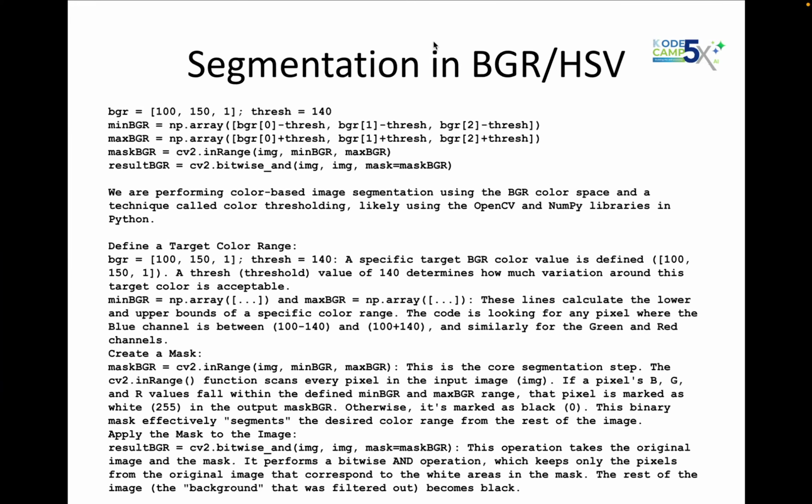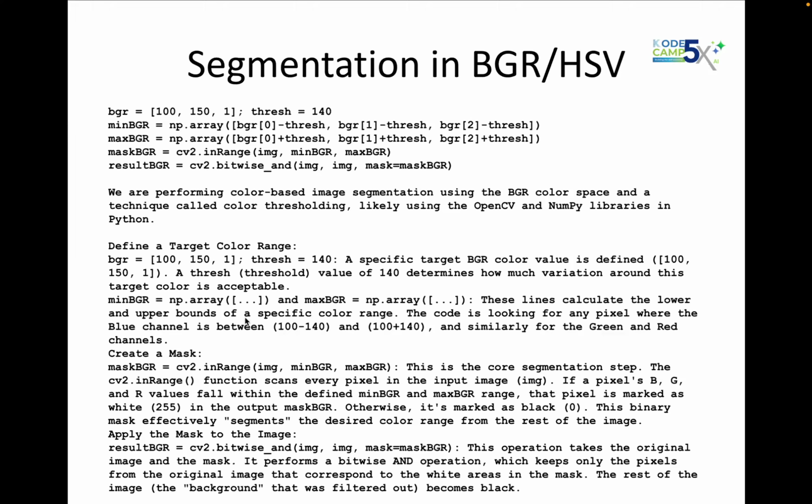It determines how much variation around this target, and then BGR, the minimum blue, green, red, right? So it calculates the lower and the upper bands of the specific color range, and the code is looking for any pixel where the blue channel is between 100 and 140. And remember, this is blue, green, red.